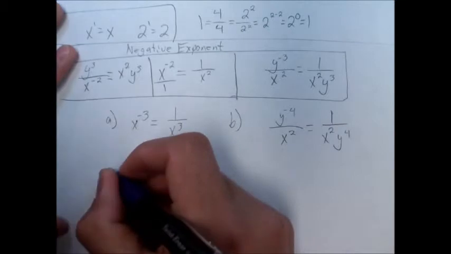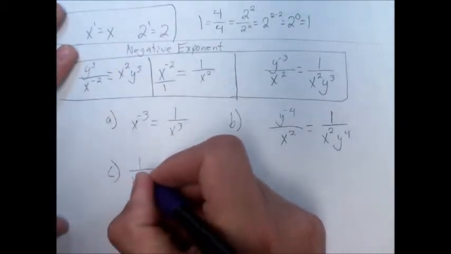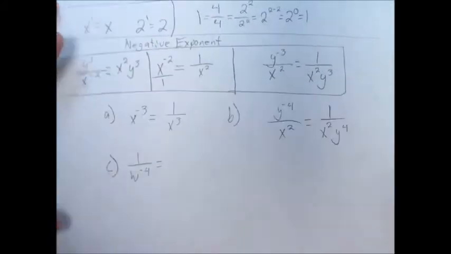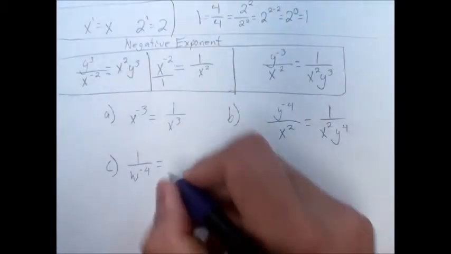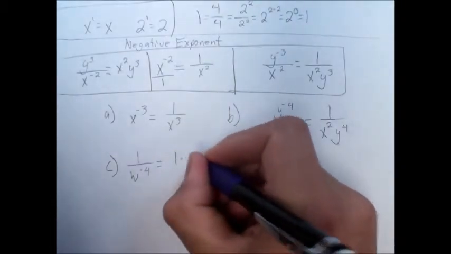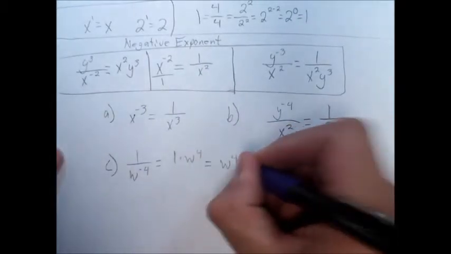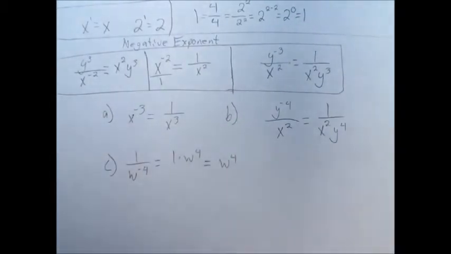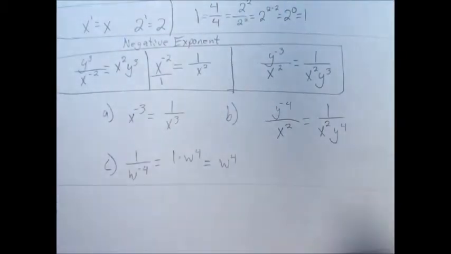Alright, on C, it has 1 over w to the -4th. I want to make this positive, so I'm going to move it up. Now what happens to that 1? Nothing, really. It becomes 1 multiplied by w to the 4th. But 1 multiplied by anything is just itself, right? So I could have just put w to the 4th. Okay? Any questions before I move on?